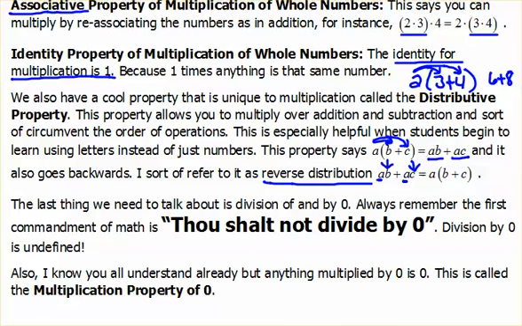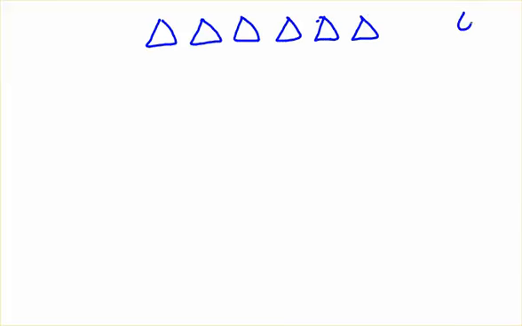So I'm going to get a clean page here, and then I'll have to go back and finish up. But let's say that we had six triangles, something I can draw out pretty easily. So 1, 2, 3, 4, 5, 6. And I wanted to do 6 divided by 2. Well, we know that 6 divided by 2 equals 3.